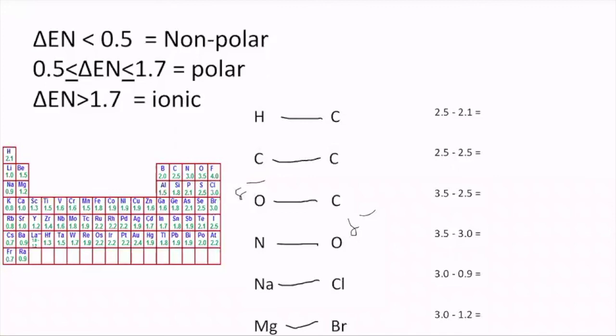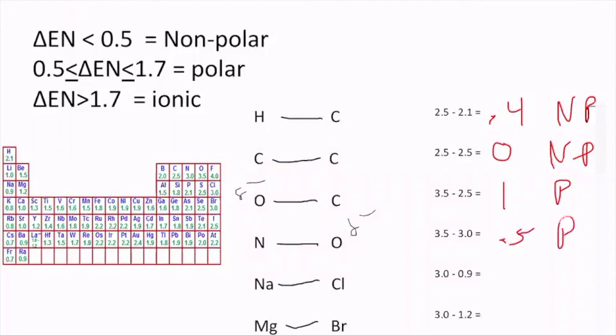So if you look at these examples, in a bond between hydrogen and carbon, the electronegativity of carbon is 2.5 and the electronegativity of hydrogen is 2.1. So the difference between them is 0.4, and since it's less than 0.5, it is nonpolar. And you can do this with all the other compounds. For carbon-carbon, it will be nonpolar. For oxygen and carbon, since 3.5 minus 2.5 is 1, it is polar. And for nitrogen and oxygen, it's 0.5, so it will be polar.